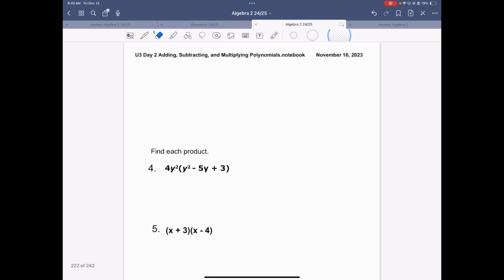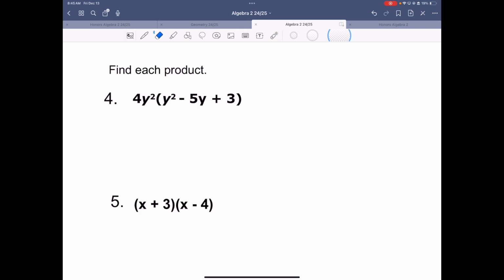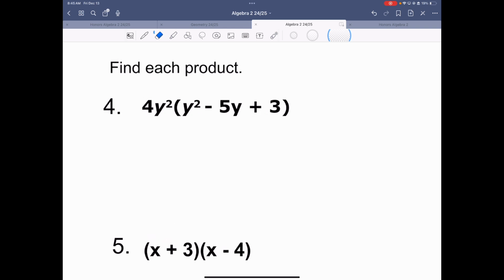All right, then we get to multiply. So we get to find each product. Product means just to multiply. And again, stuff we've done already. In this case, we've got a monomial times a trinomial. What do? How am I going to solve this one? Distribute. So we're going to distribute.